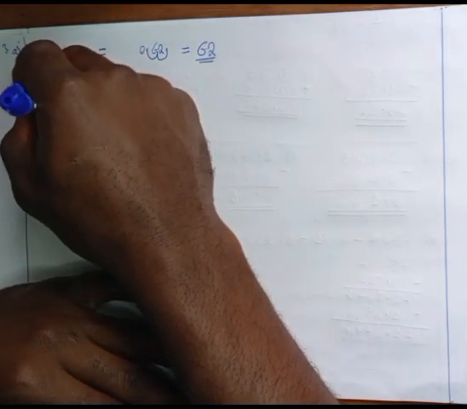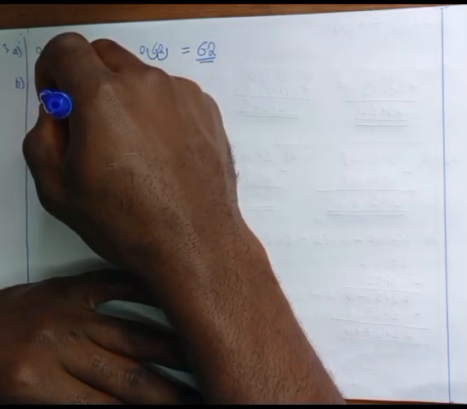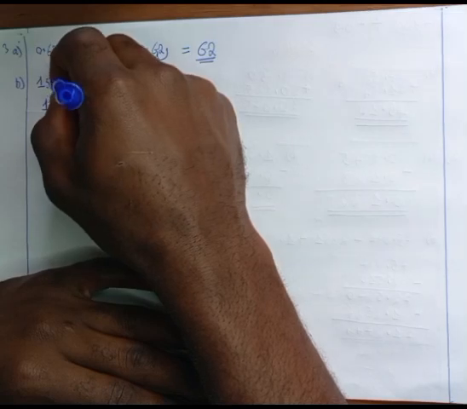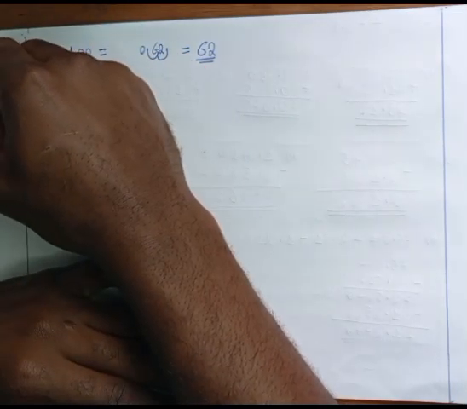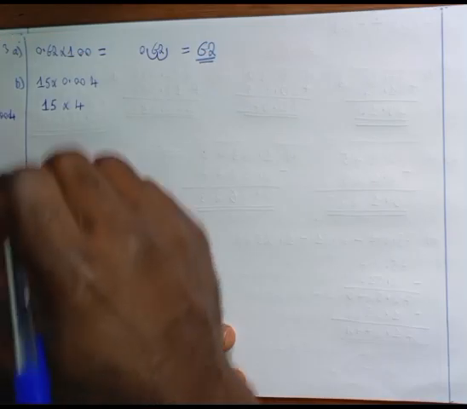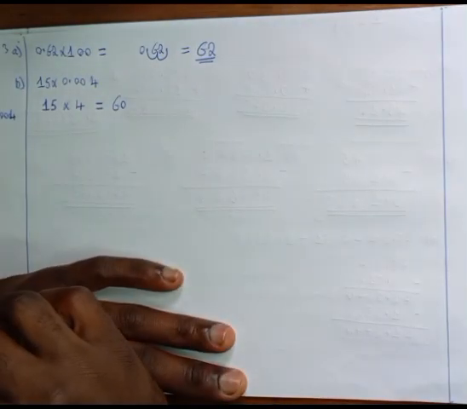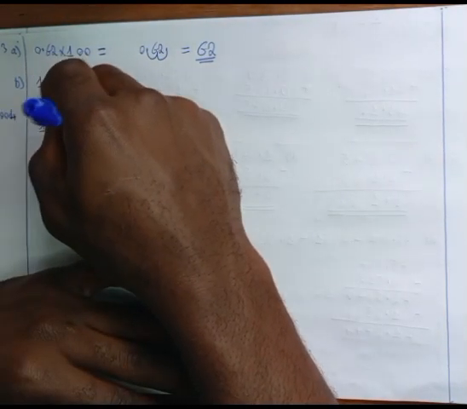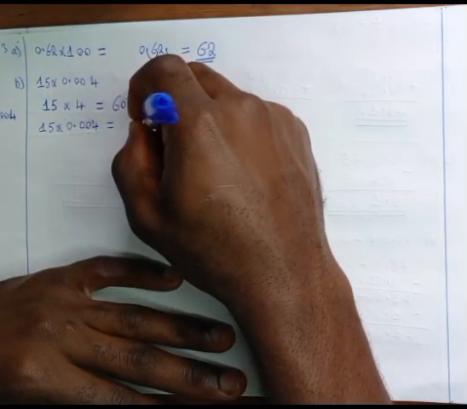Next thing, we are going to ignore the decimal point. Then we assume the two numbers are whole numbers. So this will give us 15 times 4. We know 0.004 is the same as 4. 15 times 4 is simply equal to 60. Therefore, 15 times 0.004 will be equal to the number 60.